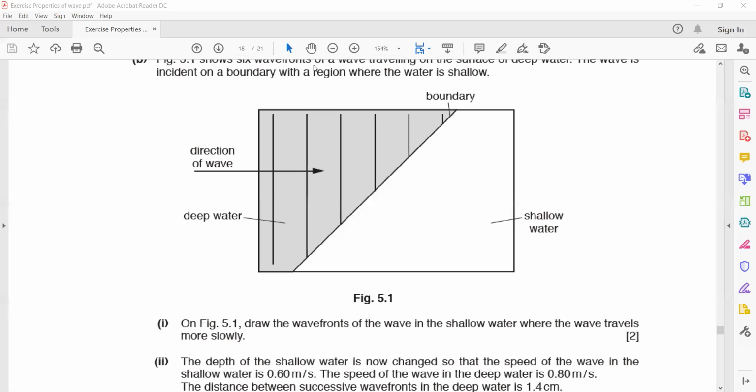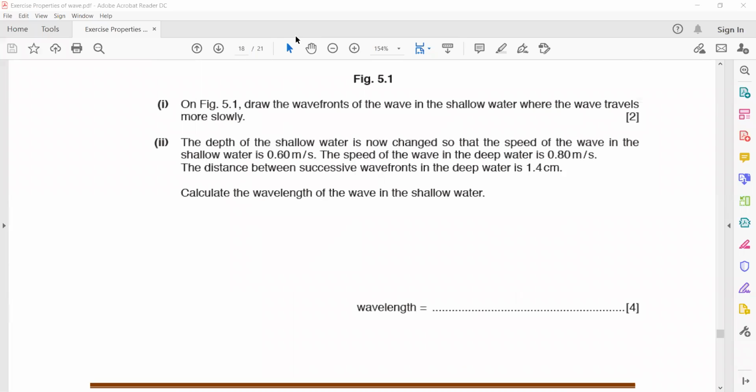As we know, the frequency in deep water and the frequency in shallow water is the same. Frequency does not change. And frequency is speed divided by wavelength. So we can say speed in the deep region divided by wavelength in the deep region is equal to speed in the shallow region divided by wavelength in the shallow region.